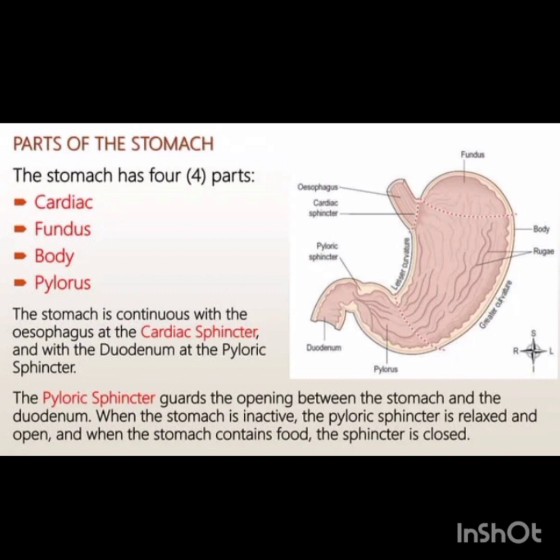The stomach is continuous with the esophagus. After the esophagus, a pouch-like structure called the stomach begins at the cardiac sphincter, and it connects to the duodenum at the pyloric sphincter. Here you have to remember 2 sphincters, my dears. One is the cardiac sphincter, which connects the esophagus and stomach. The second is the pyloric sphincter, which connects the stomach and duodenum. When the stomach is inactive, that means food is not there, the pyloric sphincter is relaxed and open, and when the stomach contains food, the sphincter is closed.